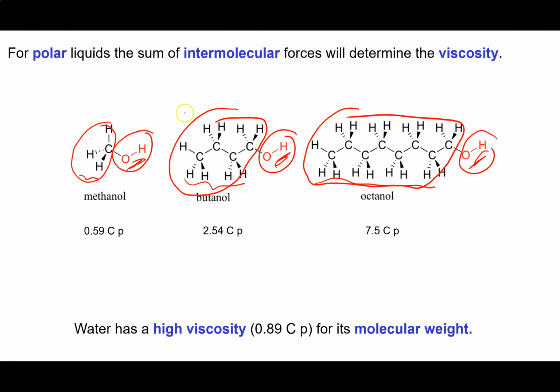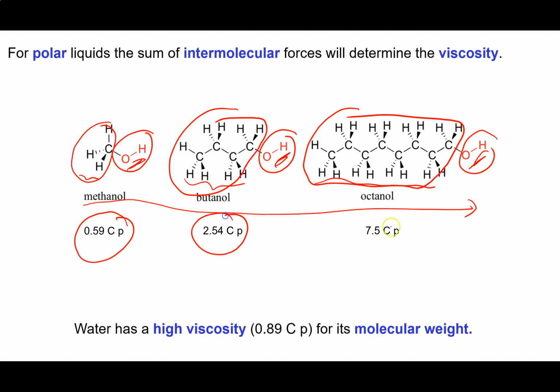This can interact via dispersion forces. So what I would expect as I come across here is that they're all polar molecules that have hydrogen bonding, but they're increasing in molecular weight as I go across the sequence. So I would expect that dispersion forces would increase, and therefore viscosity will increase. And that's exactly what we see, right? As we go across the sequence, they're becoming more and more viscous. Methanol is really runny.